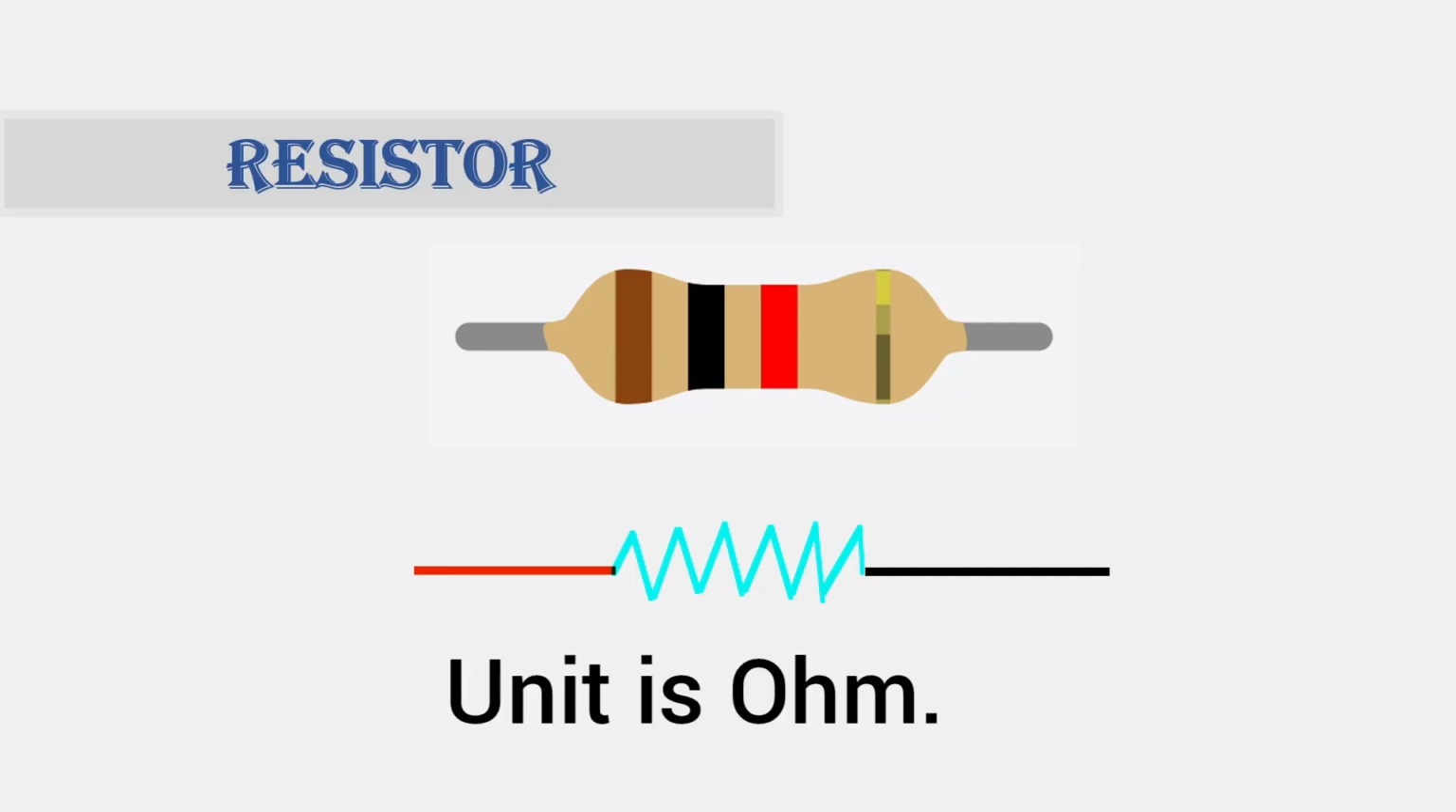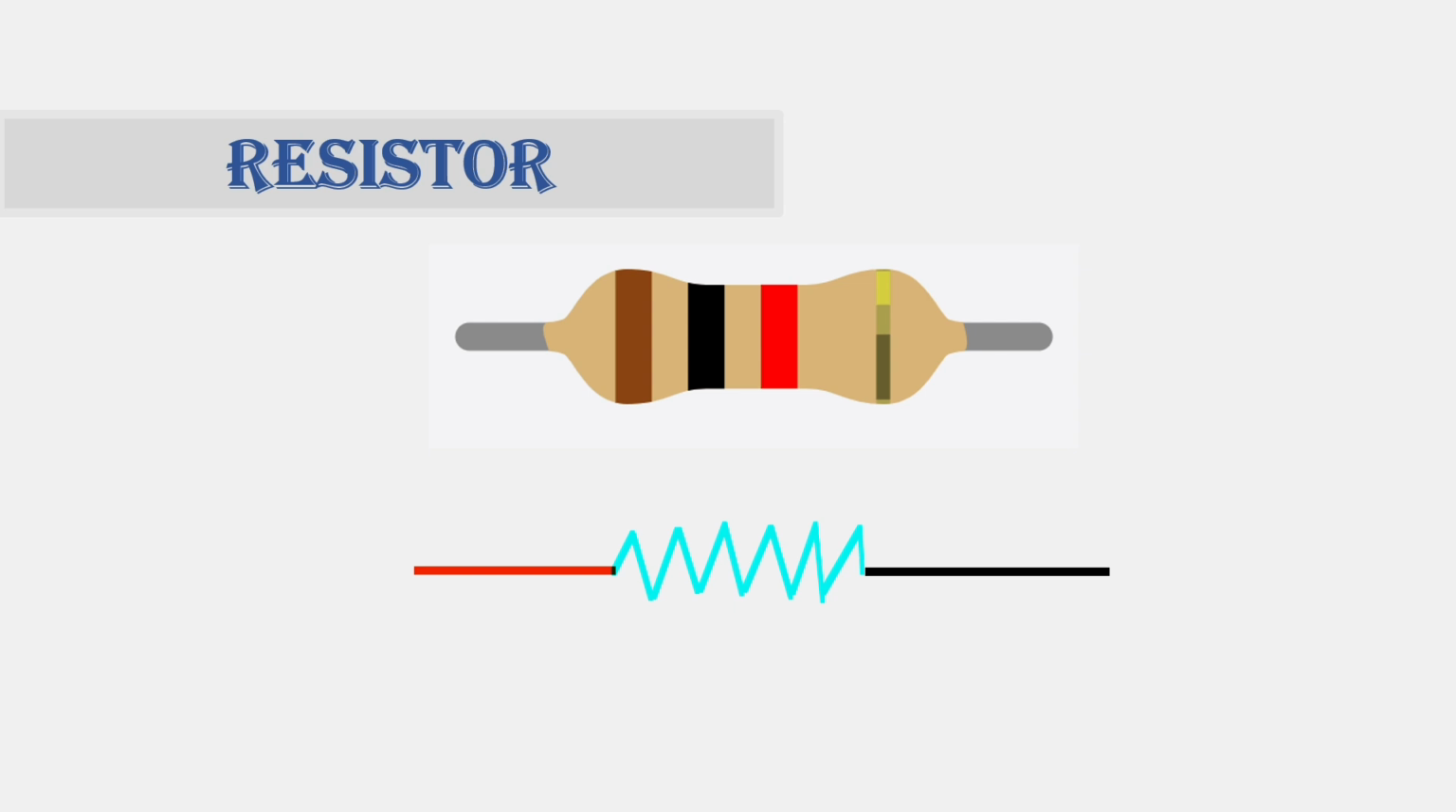Here I am explaining electrical circuit components and their symbols. Keep watching till the end. This is a resistor. It is used to resist current flow. Its unit is ohm and the symbol is below.